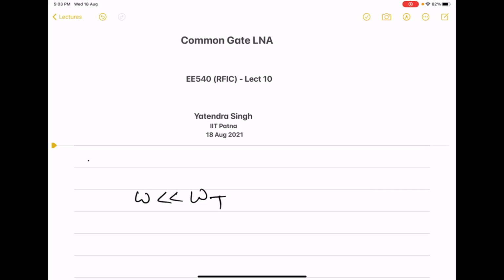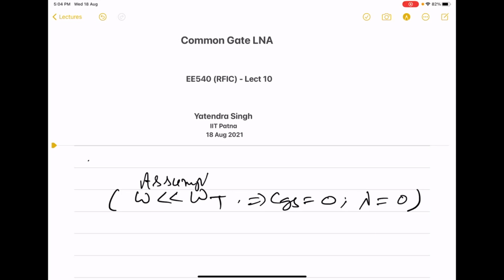Out of those three, two ways are basically the common source configuration, and we have already seen those two LNAs in the previous two lectures. The third way in which a MOS can be used for LNA purposes is this common gate configuration. And we know that for this case, we will be able to make CGS 0. In this analysis also, we will neglect the channel length modulation. So these are the assumptions for this LNA.